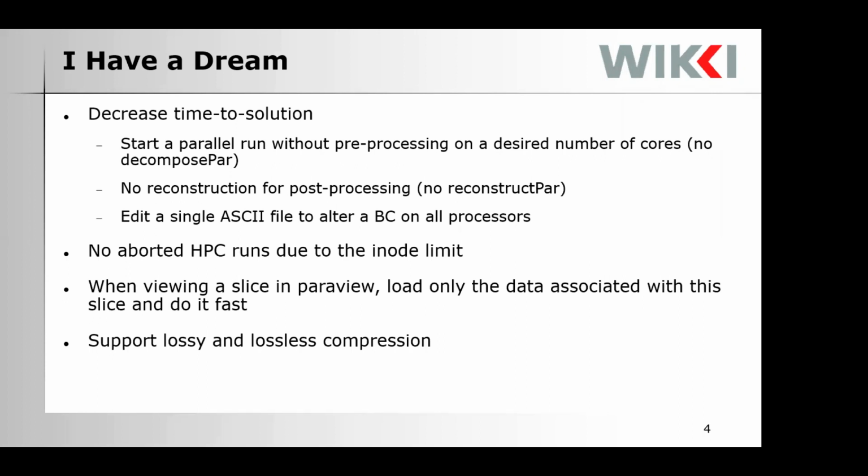Then another issue: if you work with high performance computing clusters, you will run into the inode limit. If you have like 60 runs on 16,000 cores, so you have 16,000 folders and even more files. Another good thing would be, if viewing in ParaView, to load just the slice of data you want to see, and also to support lossy and lossless compression.